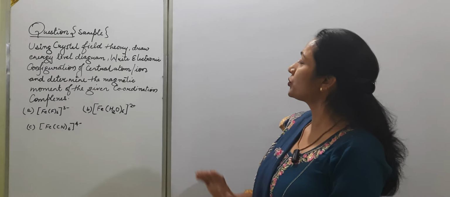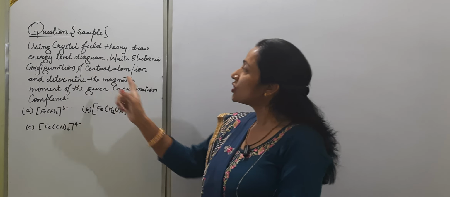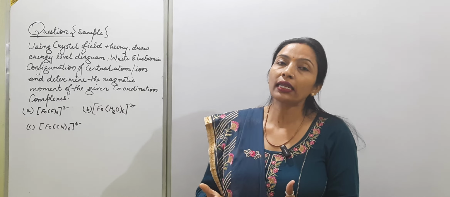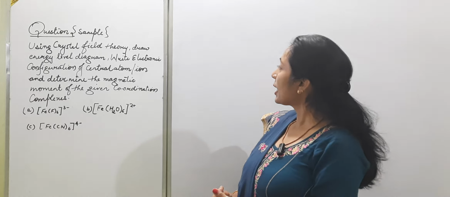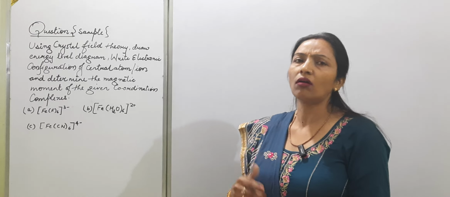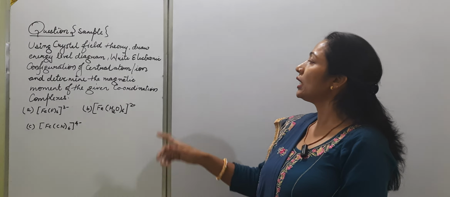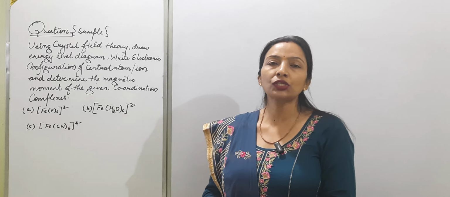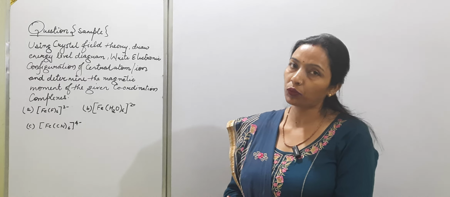Here I wrote one question using crystal field theory. Draw energy level diagrams, meaning we have to draw a diagram for the degenerate d orbitals, and write the electronic configuration of the central atom or ion and determine the magnetic moment of the given coordination complexes. This type of question will be either 5 marks or 3 marks.